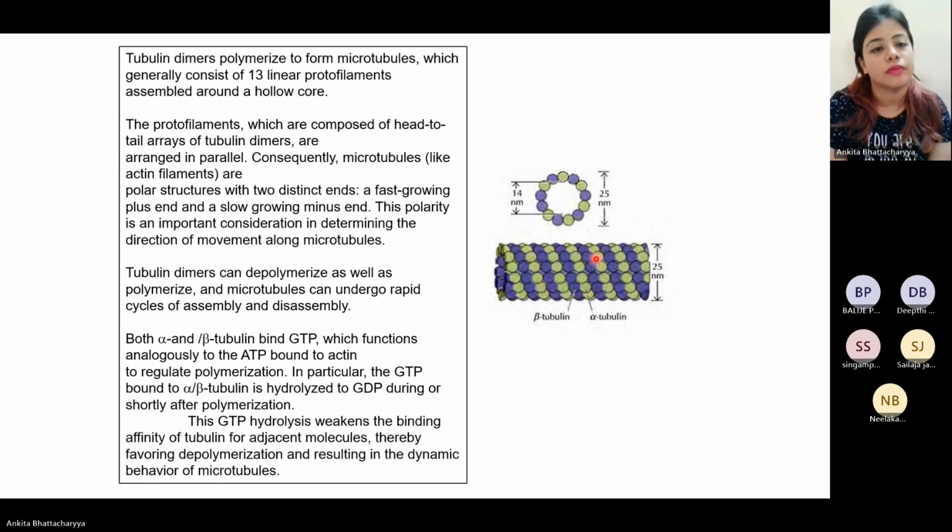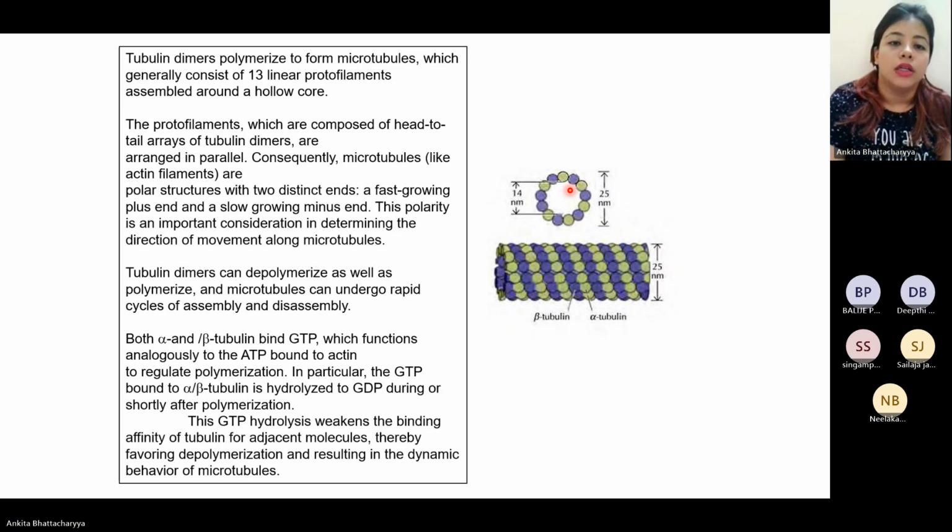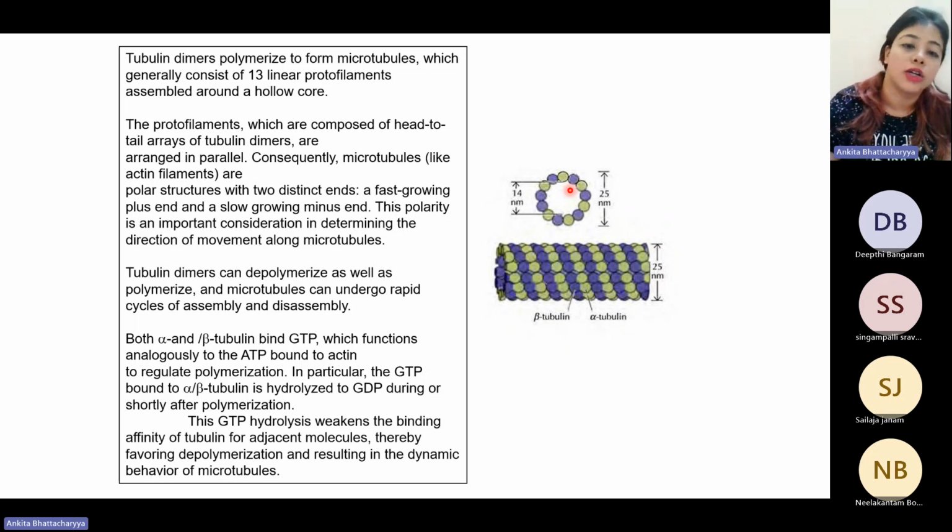you can see. So tubulin dimers polymerize to form microtubules, and these have 13 linear protofilaments that are assembled inside a hollow core. So that is what you see here, that the core is hollow and it's approximately 14 nanometers in diameter. The protofilaments, which are composed of head to tail arrays of tubulin dimers, are arranged in parallel. Consequently, the microtubules, much like actin filaments, are polar structures that have two distinct ends. There's a plus end and the minus end.